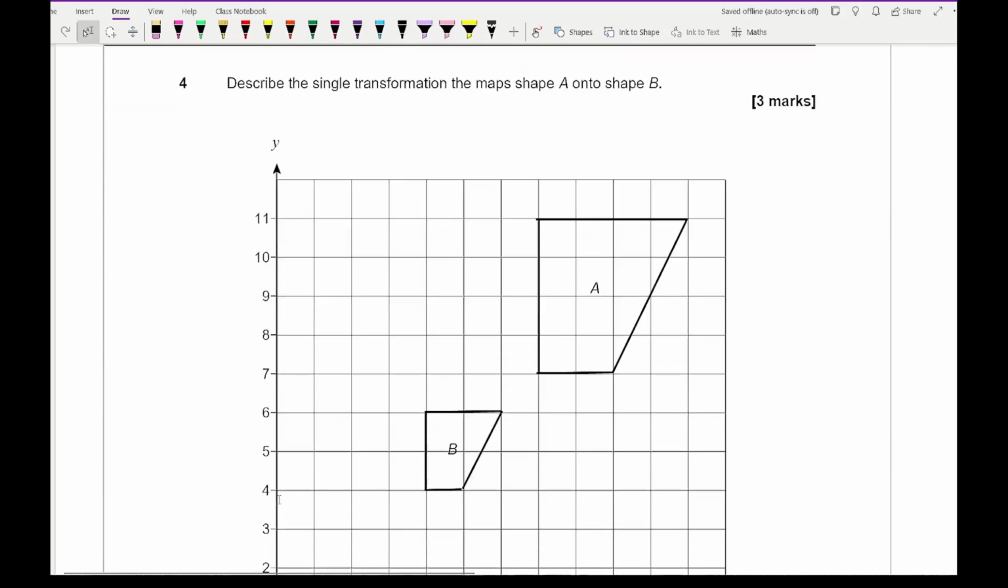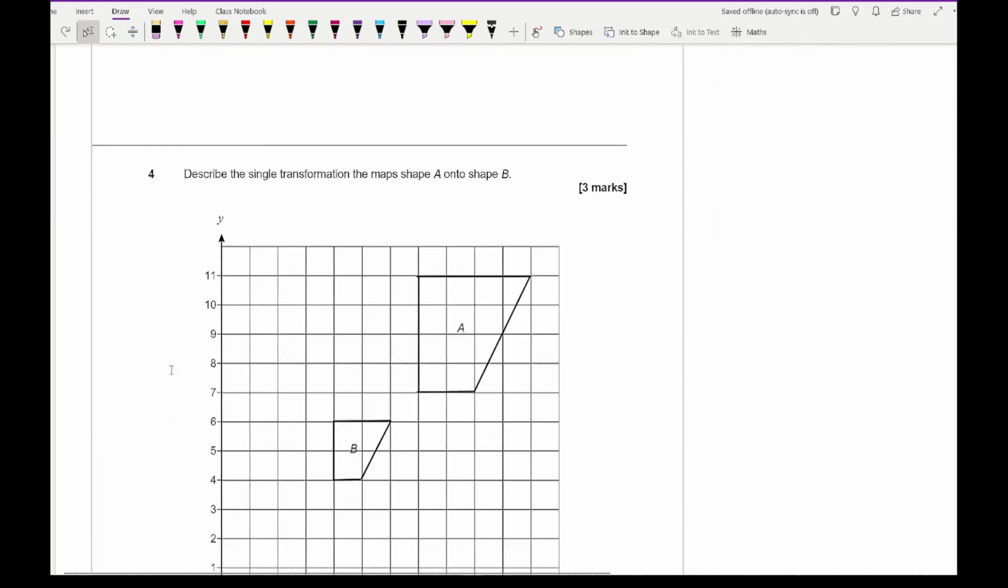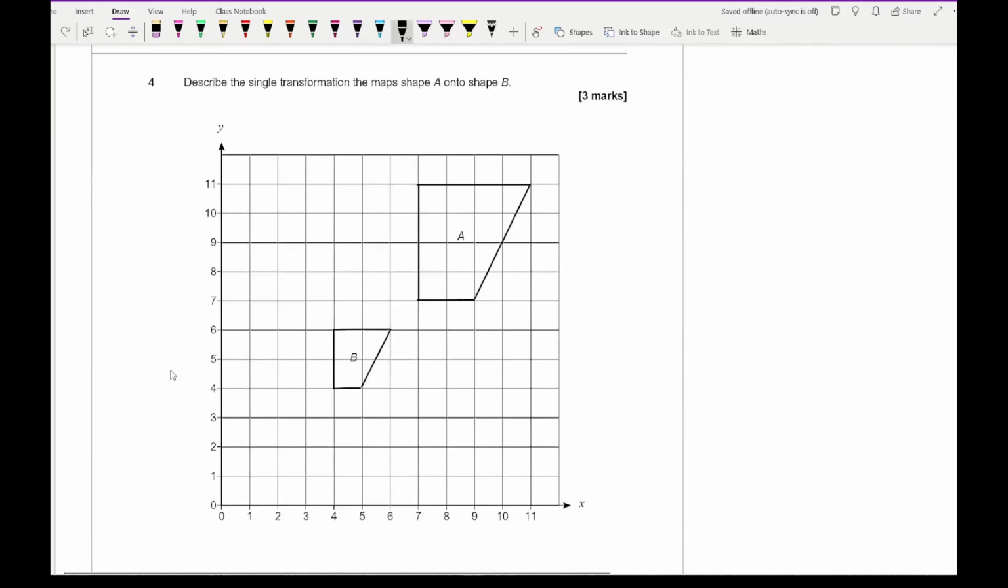Moving on to question 4, it says describe the single transformation that maps A onto B. With these questions, it's really important that first of all you establish which one is the old shape and which one is the new shape. Reading the question carefully, A is the old shape, B is the new shape. Now using a bit of common sense, you should be able to spot the 4 transformations you've got to choose from are rotation, reflection, translation and enlargement.